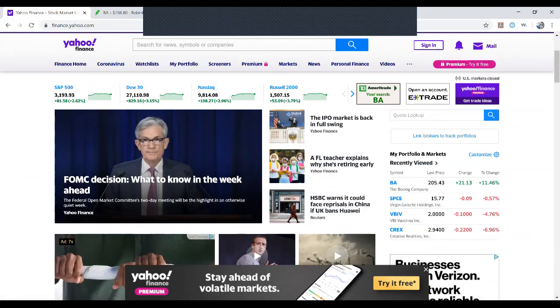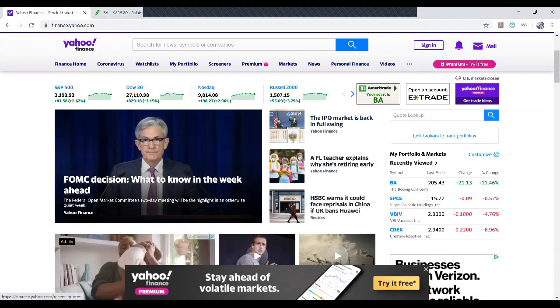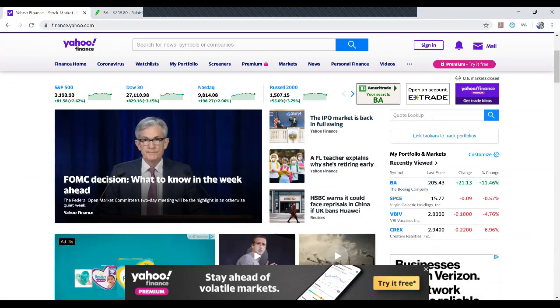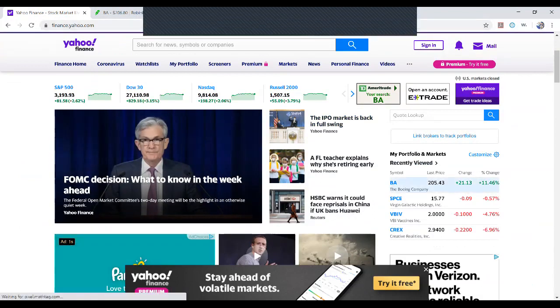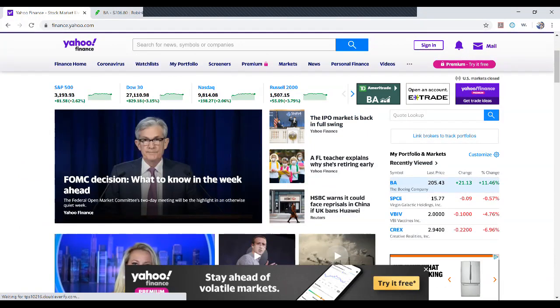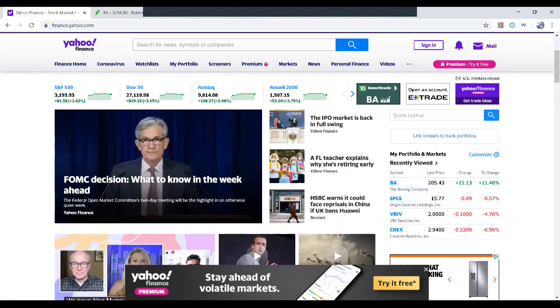You want to use Yahoo Finance. You want to look at how the stocks are moving and why they're moving, especially with Boeing, right? You know that it's most likely still going to go up. I'm pretty sure it's going to pull back a little bit, but in the end, it's going to go up. This is an investment stock. That's what makes this so great.